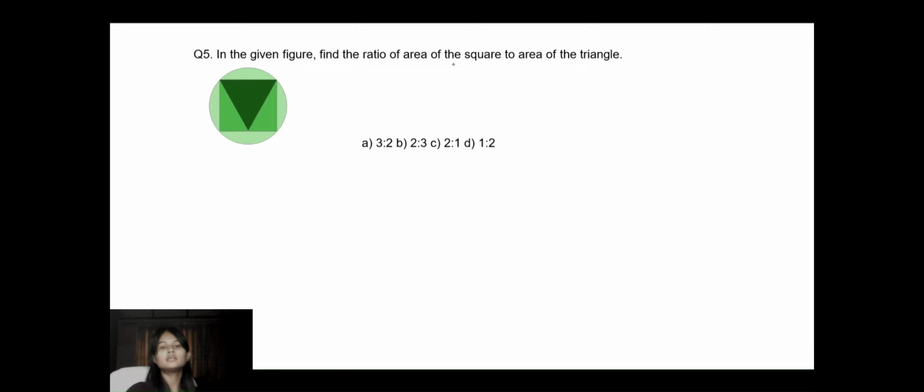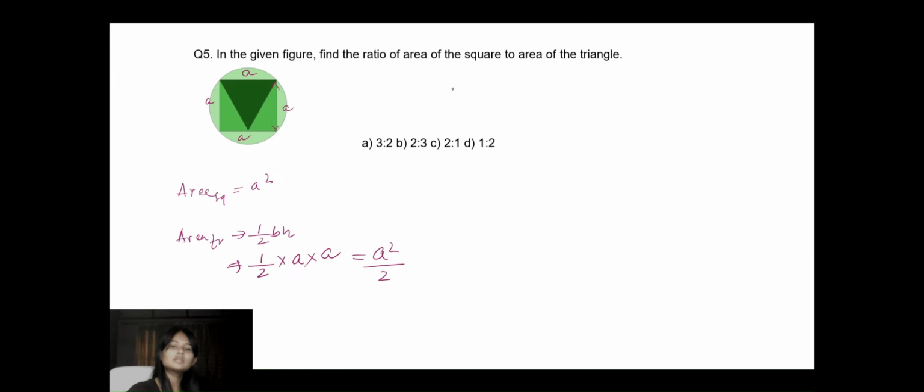Coming to this question. Find the ratio of area of the square to the area of the triangle. If we say this side is A, it is a square, so all the sides are A. So the area of the square is nothing but A square, and the area of the triangle is half base into height. The base here is A, and the height is also A, isn't it? So A square by 2.